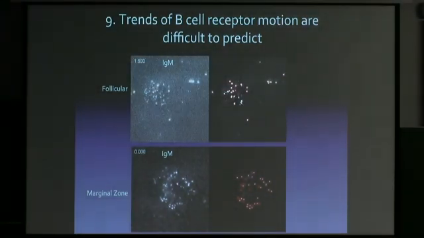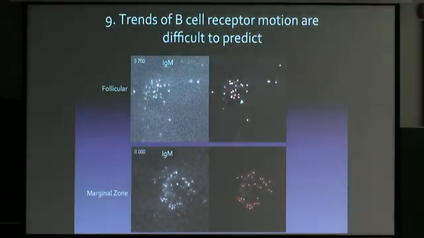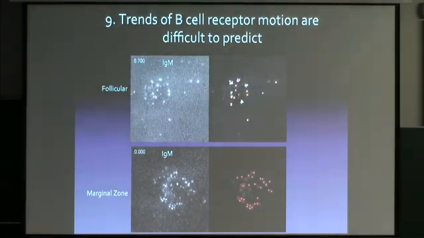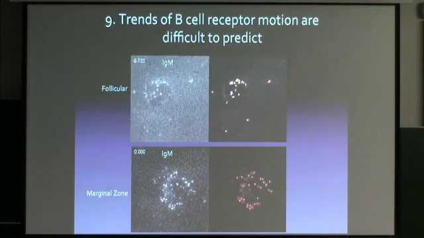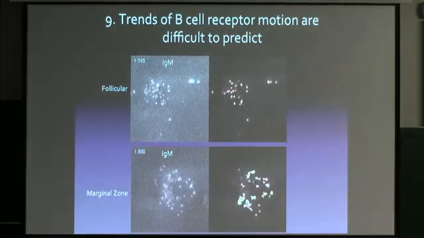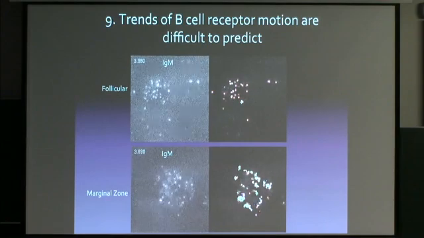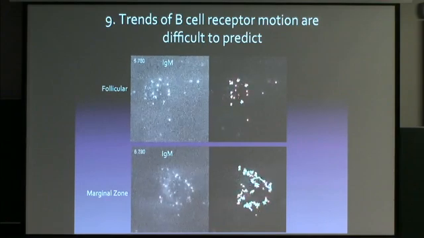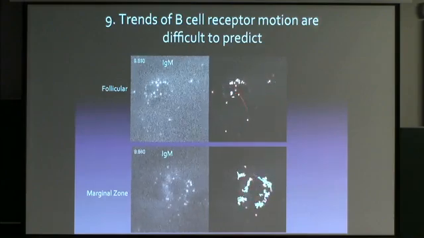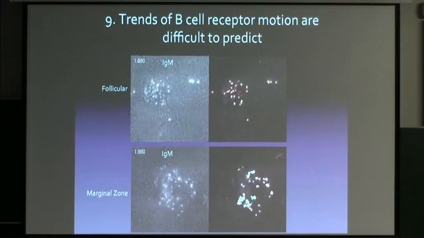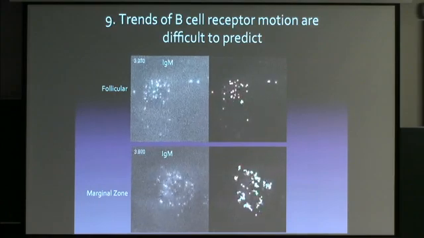Okay. But the problem here, again, is that the trends of the receptor motion are difficult to predict. So, for example, here is IgM on a follicular cell, and here is IgM on a marginal zone cell. And you can see that on the follicular cell, the B cell receptors, the IgMs, are not moving around very much, whereas down here they're quite mobile on the more active kind of cell.